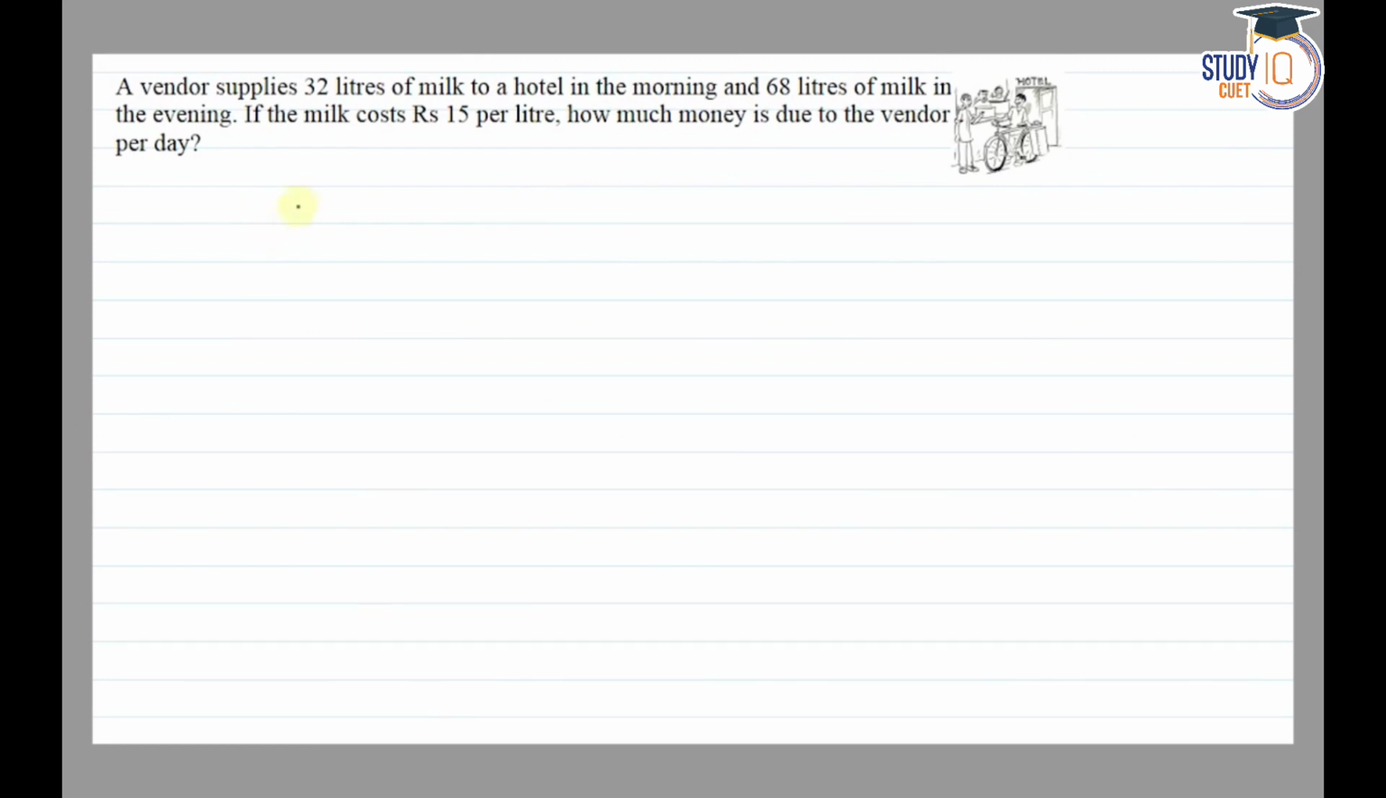So the question says that a vendor supplies 32 liters of milk to a hotel in the morning and 68 liters of milk in the evening. If the milk costs rupees 15 per liter, how much money is due to the vendor per day?